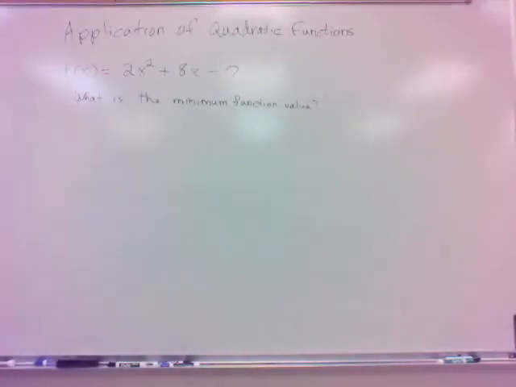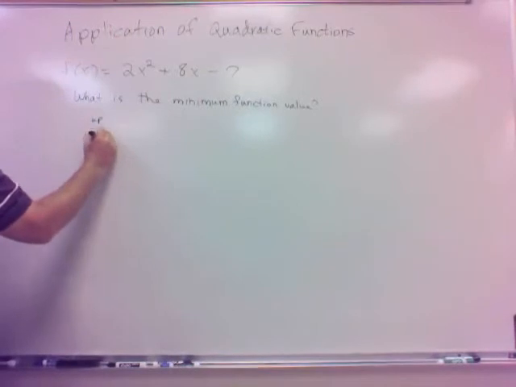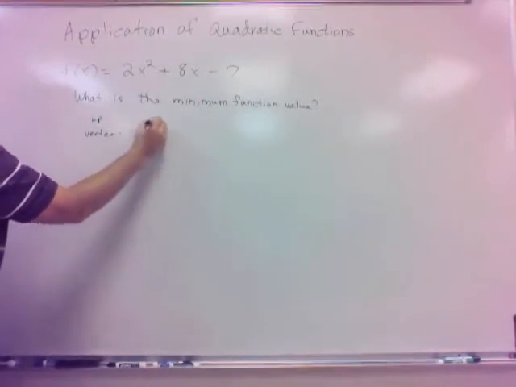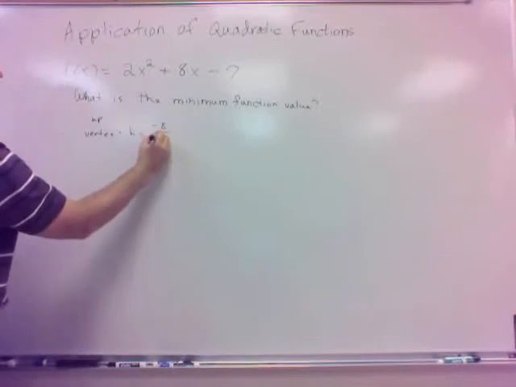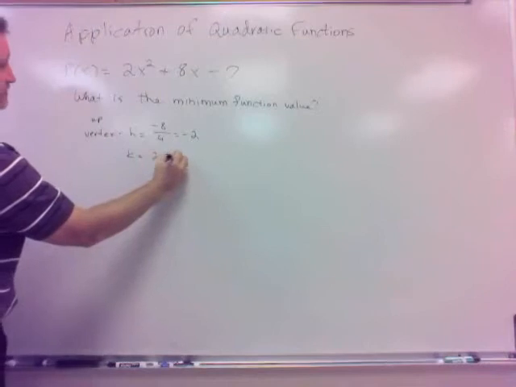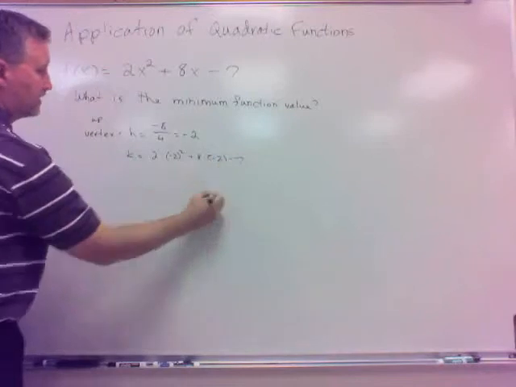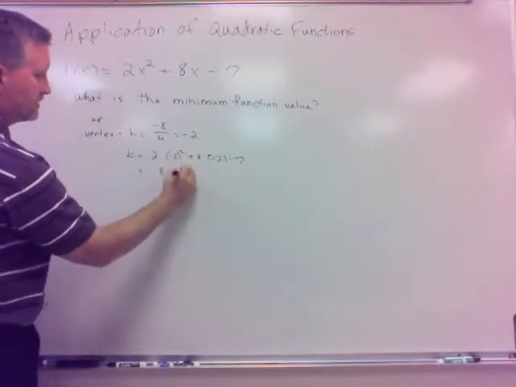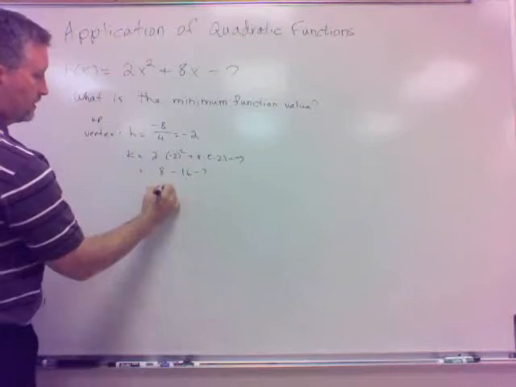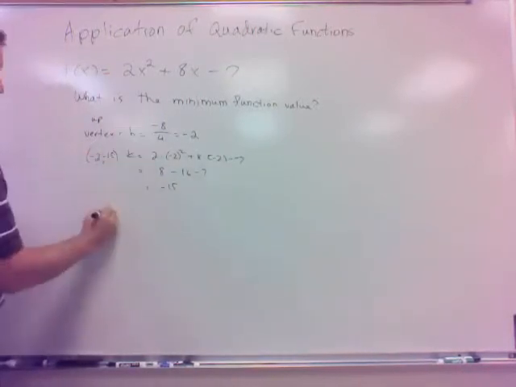Because that's where our application is going to come, and it should be pointed out here that if we graph this, we know it opens up, and the vertex, well, the vertex would be what? h equals minus b, which would be minus 8, over 2 times a, which would be 4, so negative 2. The k would be 2 times negative 2 squared plus 8 times negative 2 minus 7, just what we got through talking about. That would be 2 times 4, which is 8, minus 16 minus 7, so that's I believe a negative 15. And the y-intercept is negative 7.